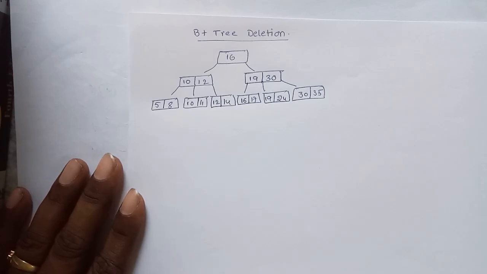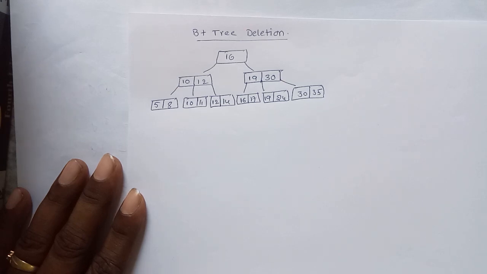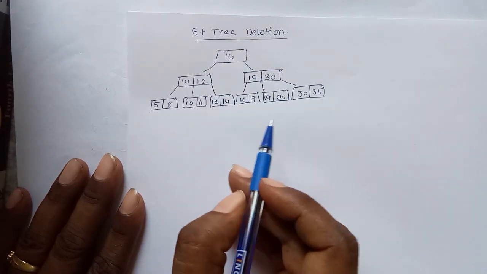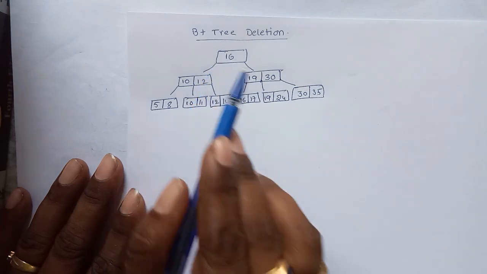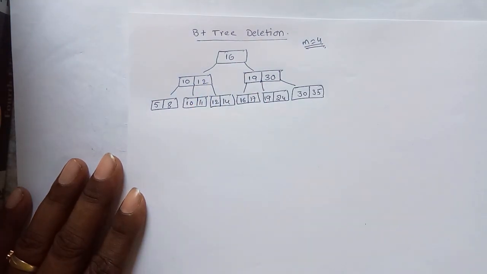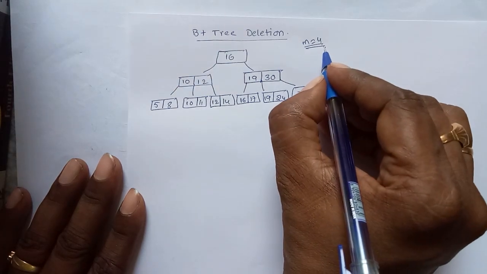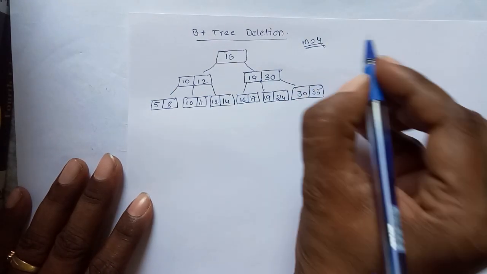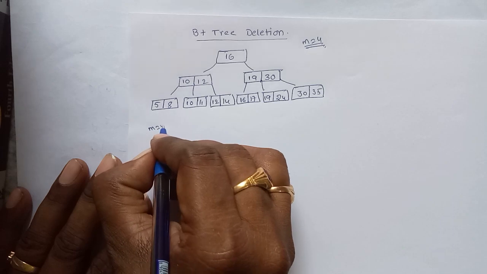In the previous session we had discussed how to insert elements into a B plus tree of order 4. Now in this session we will discuss deletion of elements from a B plus tree of order 4. We already know what to do whenever an order is given: first write the conditions.